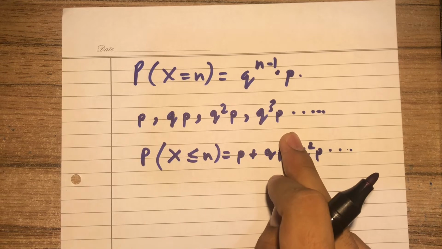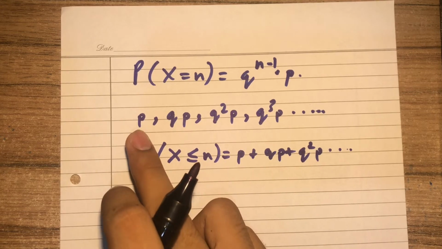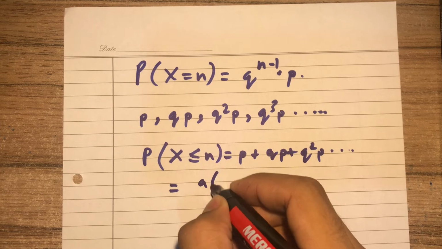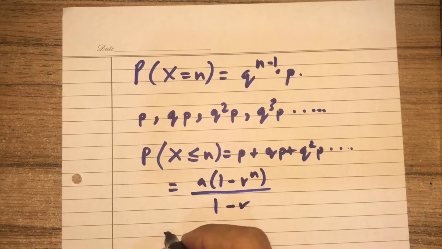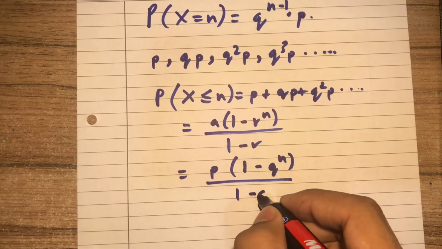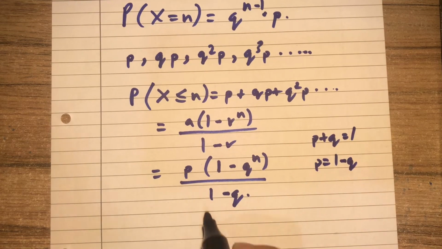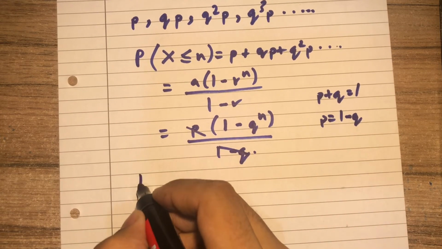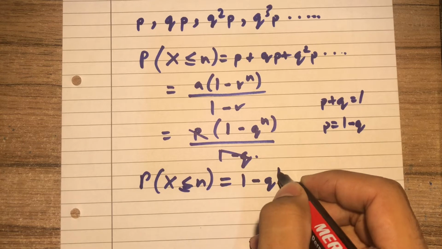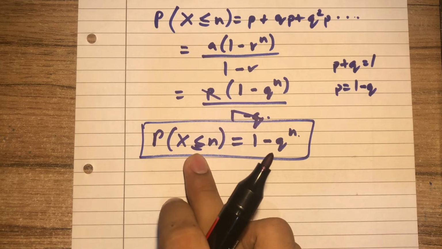Now over here you can see that this is a geometric progression. That is, there's P, then there's QP, then Q square P. So over here A is P, the first term is P, and the common ratio is Q. So if I use the formula for sum of a geometric progression, A times 1 minus R power n upon 1 minus R, where A is P, it becomes P times 1 minus Q power n upon 1 minus Q. Now we know that P plus Q equals 1, so P equals 1 minus Q, right? So I can cancel out P and 1 minus Q. So the probability of the first success in less than or equal to nth tries is 1 minus Q power n. This is the second formula. Now this was for less than or equal to nth tries.